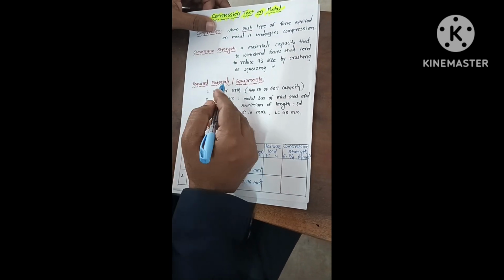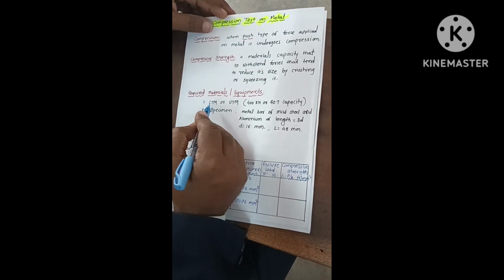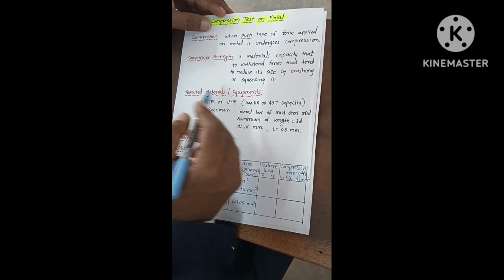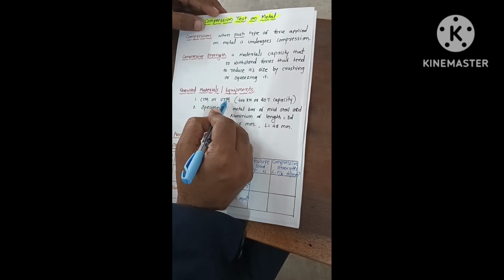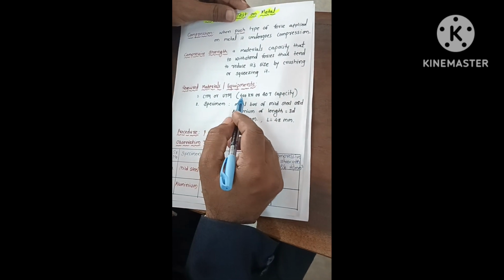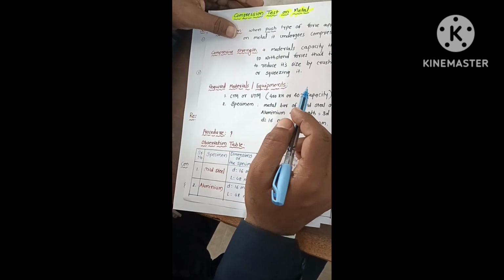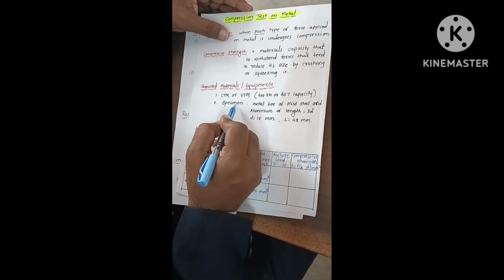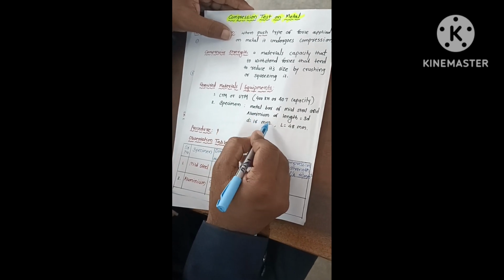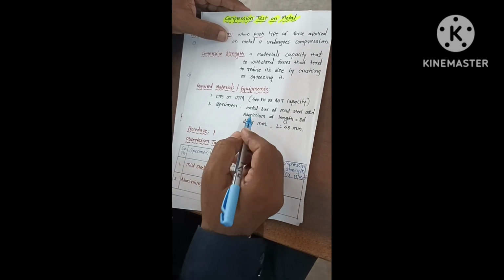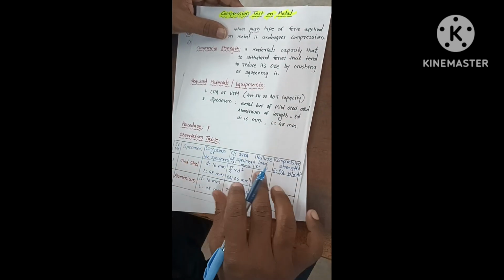Now we will see the materials or equipment required for this test. First is CTM or UTM. CTM means compressive testing machine and UTM means universal testing machine. In this test, we are using a UTM of capacity 400 kilonewton, means 40 ton, and we are using specimen metal bars of mild steel and aluminum having a diameter of 16 mm, and the length is 3 times the diameter, means 48 mm.